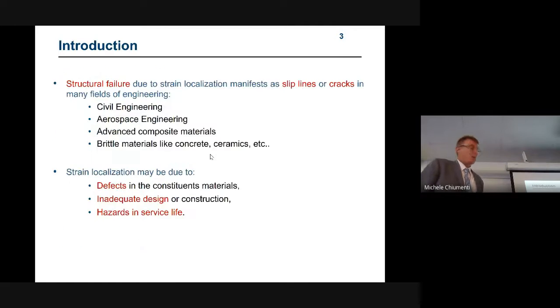Okay? So structural failure, as you can imagine, can happen in different kinds of engineering fields, in civil engineering, in aerospace, for different kinds of material, as I told you, plasticity, damage, whatever. And this can be due to defects that you can find in your components, or because of an inadequate design, or because of the in-service loading, which can lead to the failure of the structure.